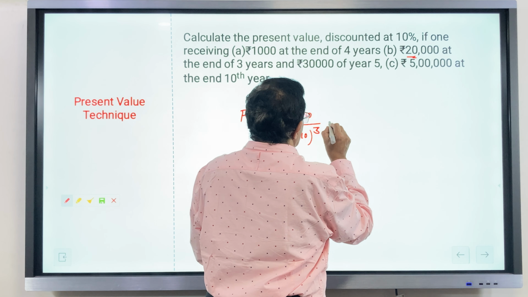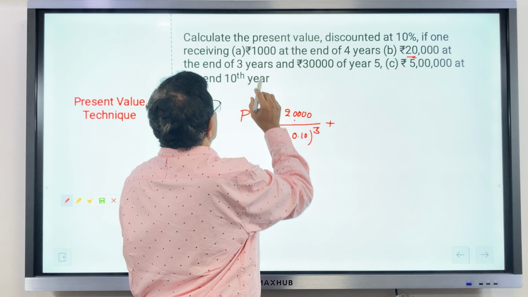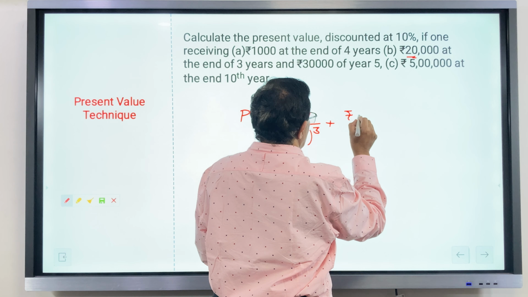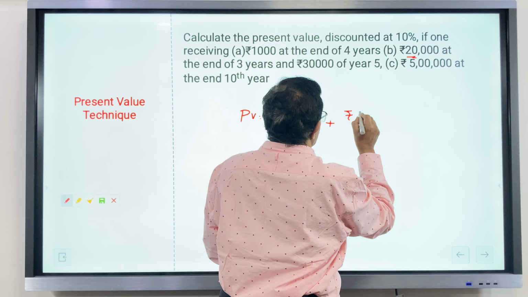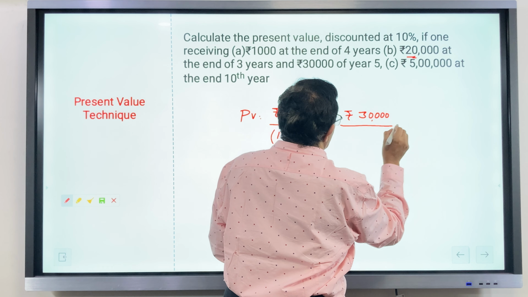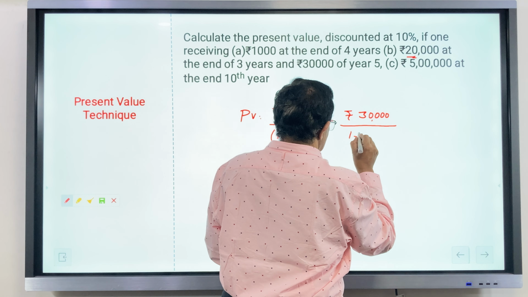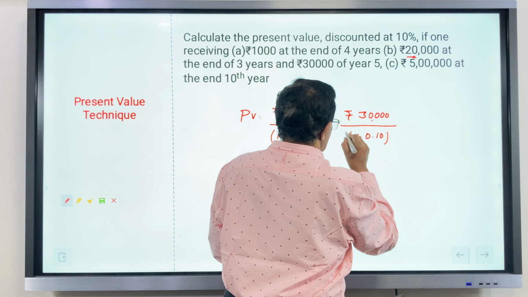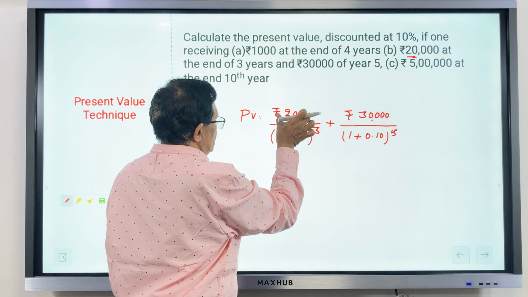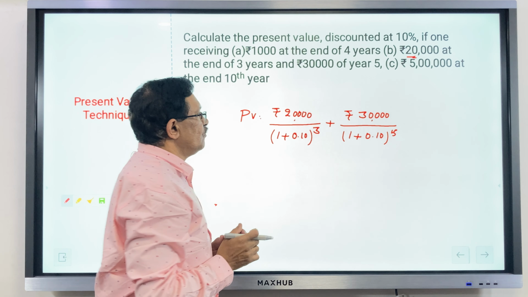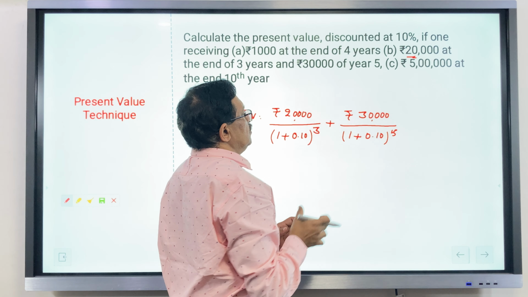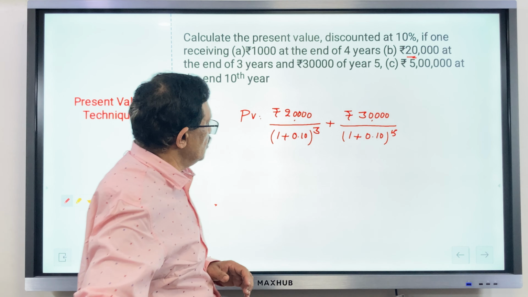Then we have another cash inflow which is coming at the end of fifth year. For this, the present value will be equivalent to 30,000 divided by 1 plus 0.10 whole to the power of 5. So we get the present value for the first sum through this, and we get the present value for the second amount by doing this. So let us work this out.